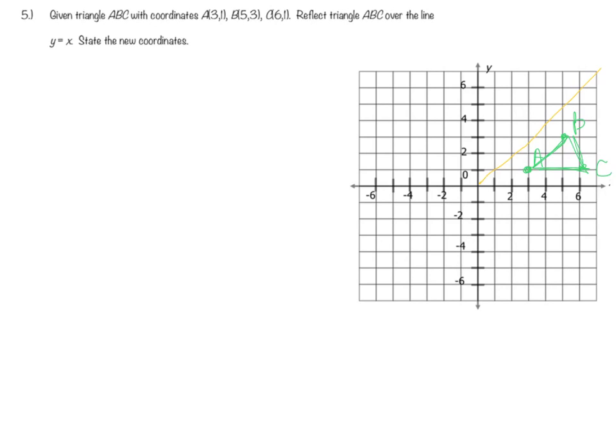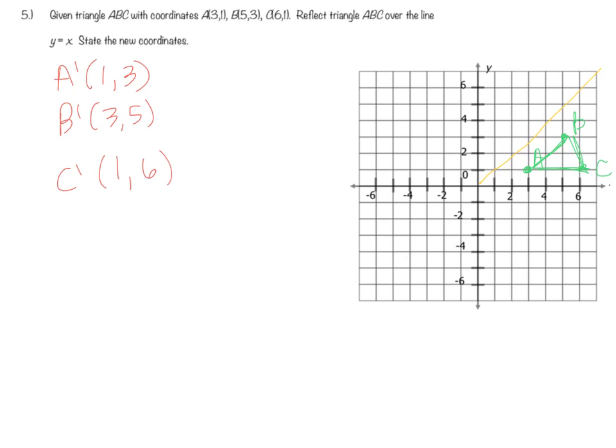But remember, in the other ones we went and we counted how far away. This is a little bit more difficult to do because it's a diagonal line we're dealing with. So we just need to first find our new points. So if you look at the rules that we just did, you were actually just switching x and y. So instead of (3, 1), it's (1, 3). Instead of (5, 3), it's (3, 5). And instead of (6, 1), it's (1, 6).